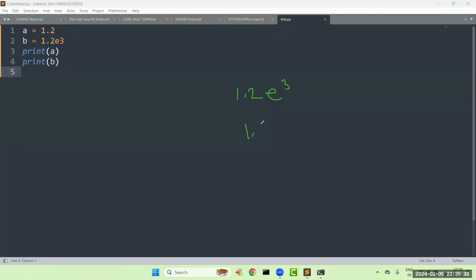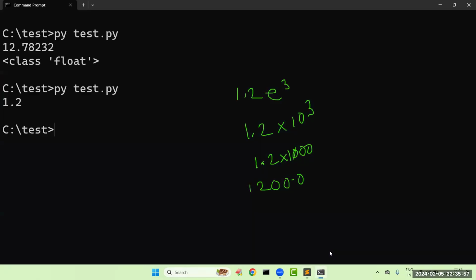That means what? 1.2 into 10 cube. So 1.2 into 10 cube means what? 1000. If you multiply this with 1000, what output are we going to get? 1200.0, because one digit is there, right? 10 will come, remaining 2 zeros will come here. So let us execute this and check what will happen. Sir, you can see 1200 point something like that.